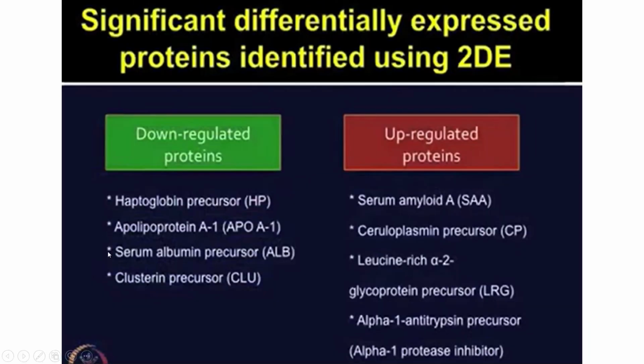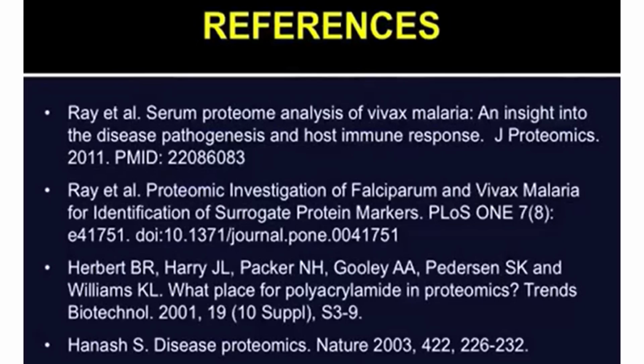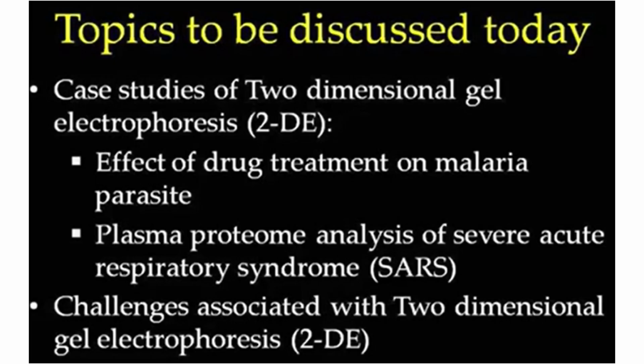Then this indicates that if you're doing just a blood test and if you see these specific proteins are downregulated than the normal level, then you can say that that person might be suffering from malaria. Similarly, if you find this protein in the blood test and see that it is getting upregulated, that might indicate that. So these studies help you to find biomarkers as well. So these are few references.